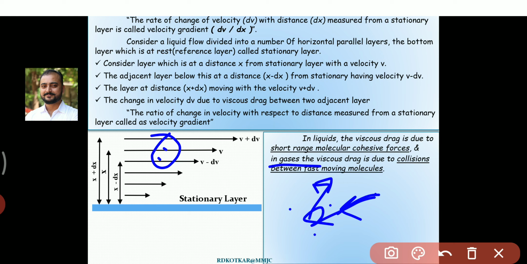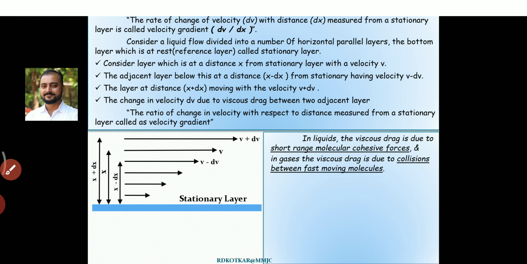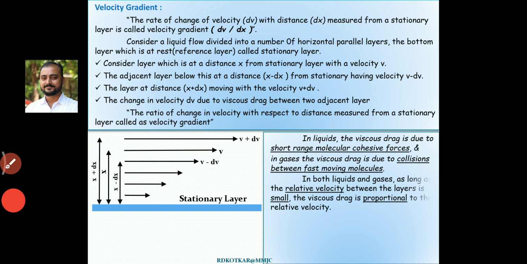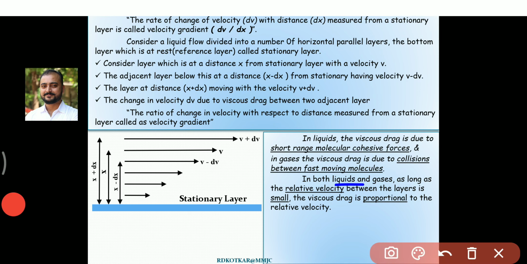This is an important thing to remember. It may be asked for MCQ also. In both liquids and gases, as long as the relative velocity between the layers is small, the viscous drag is proportional to the relative velocity. Means in case of both liquid as well as gas.